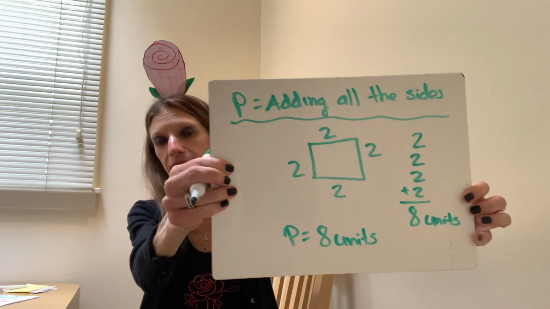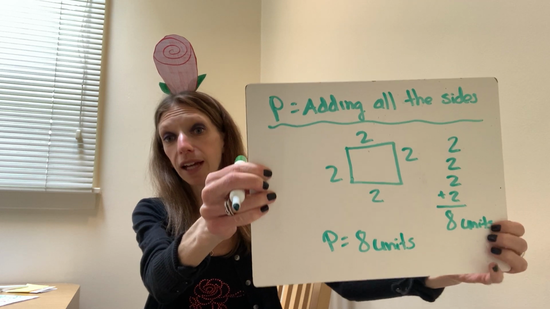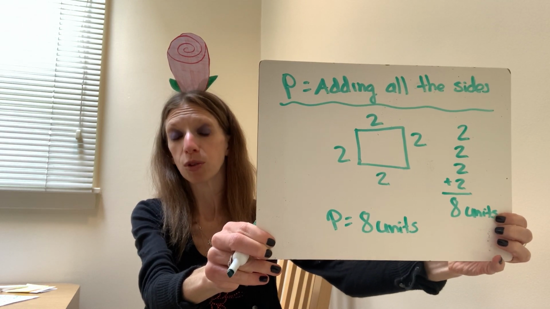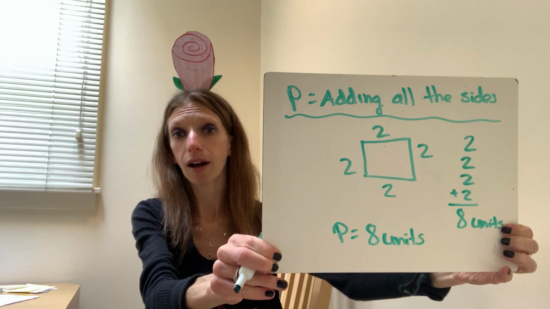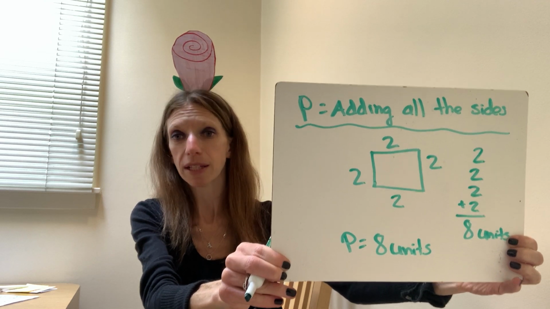2 plus 2 is 4. 4 plus 2 is 6. 6 plus 2 is 8. So we would get 8 units. So perimeter equals 8 units. Does everybody see how I did that? I did all my work on the side. That's what I expect you guys to do. You must do all the work on the side with the pencil and paper.